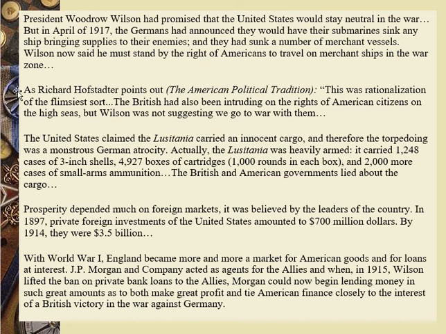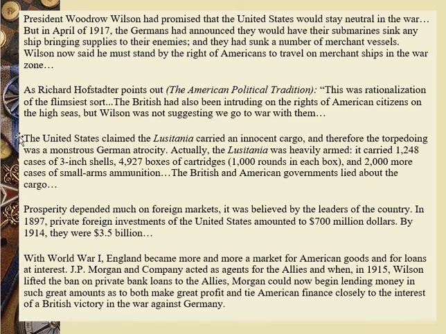Okay, we have a historian. He points out that this was a rationalization of the flimsiest sort. The British had also been intruding on the rights of American citizens on the high seas, but Wilson was not suggesting we go to war with them. So again, Wilson's kind of already picked a side according to this historian.